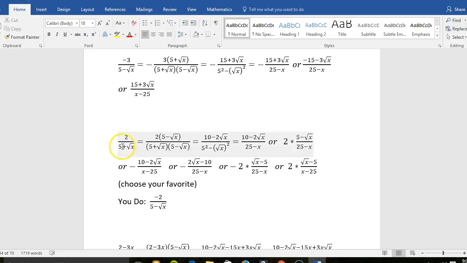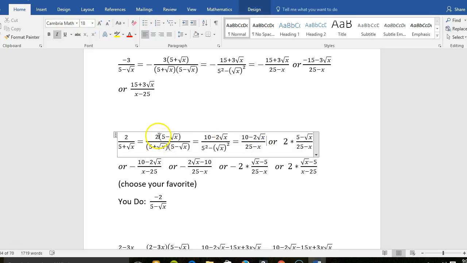Now, if you have 2 over 5 plus radical x, you're just going to stick 5 minus radical x's down here and up here. And you just distribute the 2 on through. You do difference of squares down here. And you just get this guy right here. One thing I didn't think about that I could have done a minute ago, you can suck a 2 out of the numerator. You can leave that 2 filtered out.